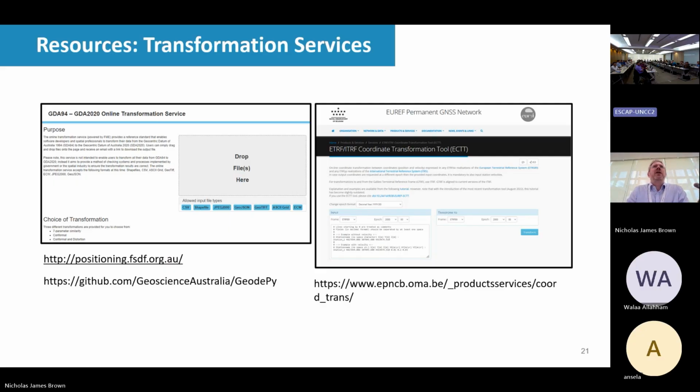A similar tool is shown on the right-hand side that's done by the Royal Observatory of Belgium on behalf of the EUREF network. They have a lot of other software and tools that you can use as well. So you might find it interesting to have a look around there if you're looking for ideas on how you can communicate and help stakeholders in your country.